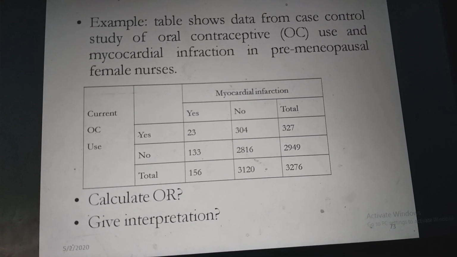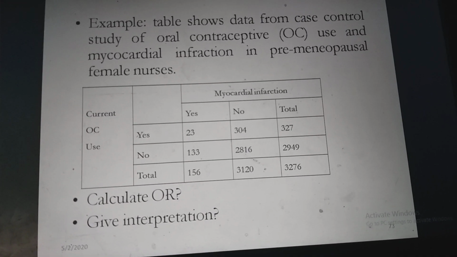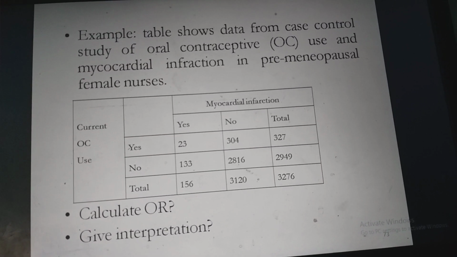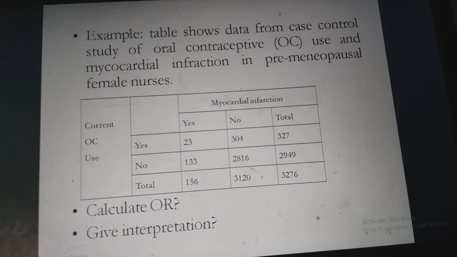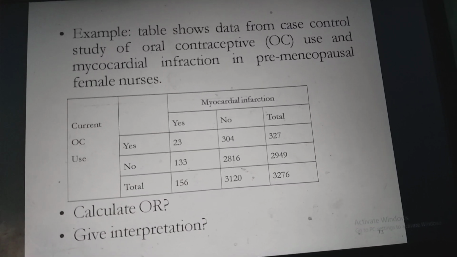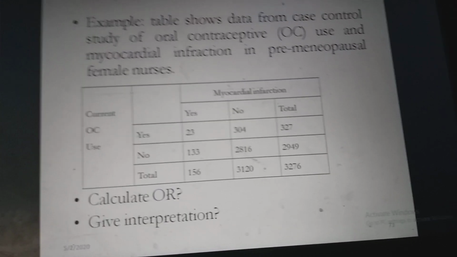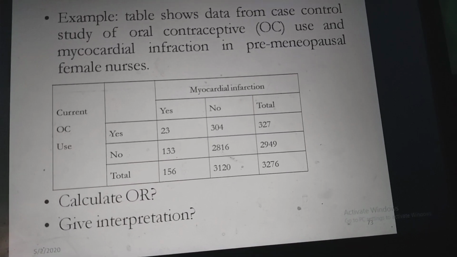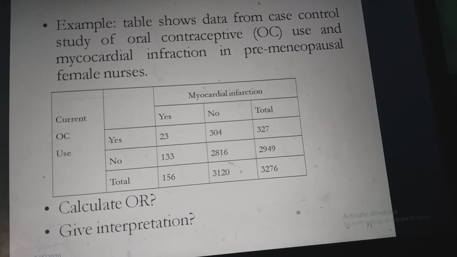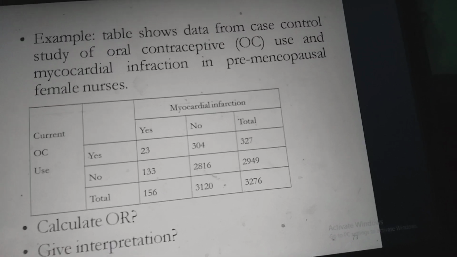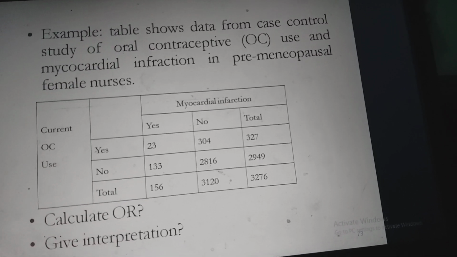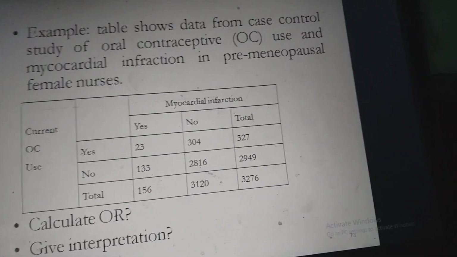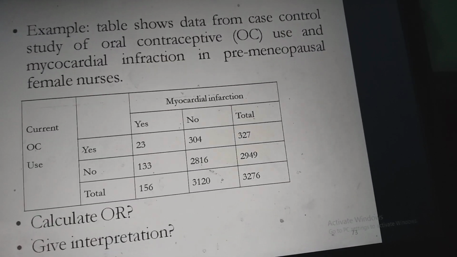A times D, 23 times 2816 divided by B times C, B 304 times C 133. So the result becomes 1.6. So how can you interpret the relationship between oral contraceptive and myocardial infarction in premenopausal female nurses? Is it weak? Is it moderate? Is it strong or high? How do you interpret? It is a moderate relationship between oral contraceptive use and myocardial infarction.